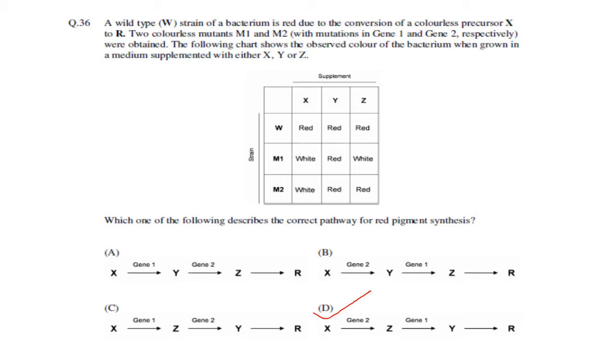Next one. A wild type strain of bacterium is red due to conversion of a colorless precursor X to R. 2 colorless mutants M1 and M2 with mutation in gene 1 and gene 2 respectively were obtained. The following chart shows the observed color of the bacterium when grown in a medium supplemented with either X, Y or Z. So they have given a checkerboard and they have also asked which of the following describes the correct pathway for red pigment synthesis. So answer is option D.